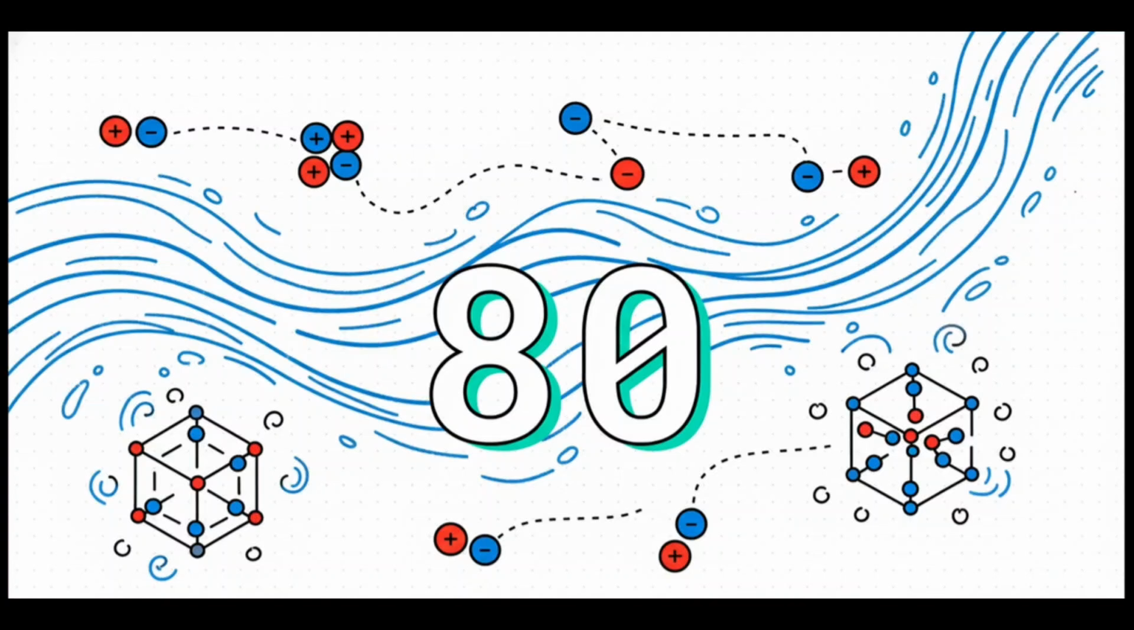And for water, that number isn't small, it's a whopping 80. Let that sink in. This means the force between two charges in water is 80 times weaker than it would be in the air. This isn't just a fun fact, it's the brilliant reason why something like salt, which is held together by electric forces, dissolves so easily in water. The water just comes in and completely shatters those bonds.